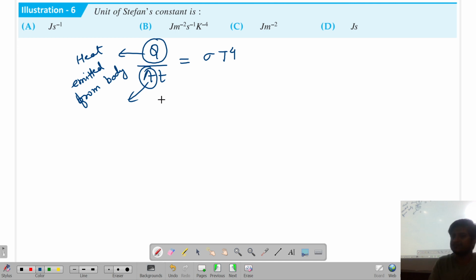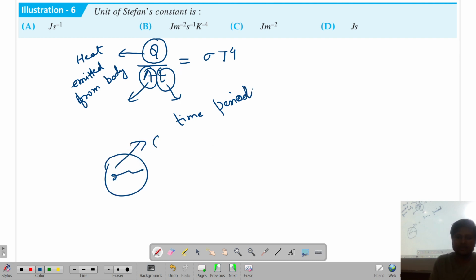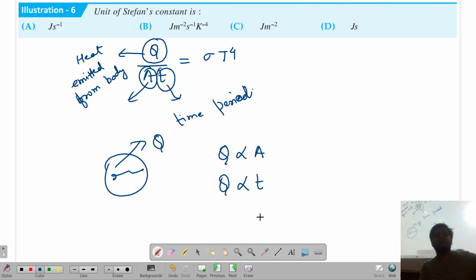Okay, next thing. Try to understand: if the coal is burning for more time, more heat will be emitted or not? Tell me yes or no. So this T is called the time period. Okay, four things are there. Let's suppose if something is burning, heat will be released. This heat release depends first upon the area of the surrounding. Second, it depends upon the time, up to what time this particular thing is burning.